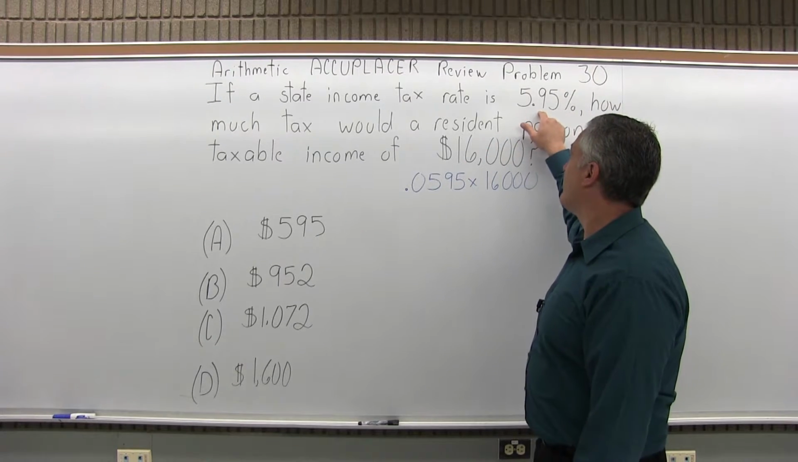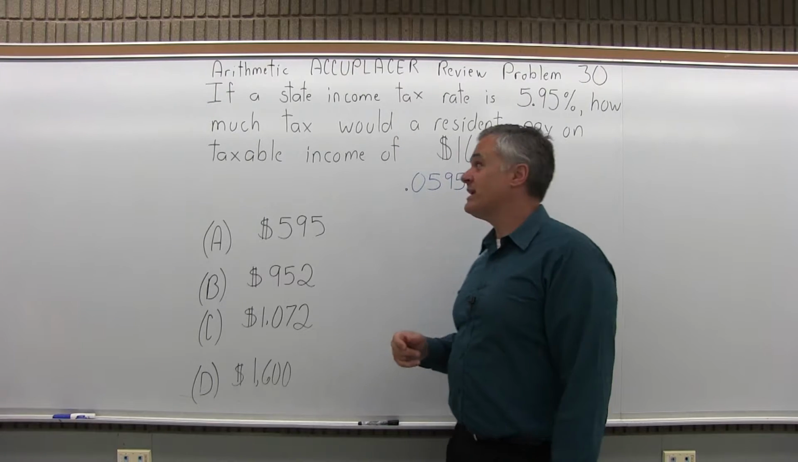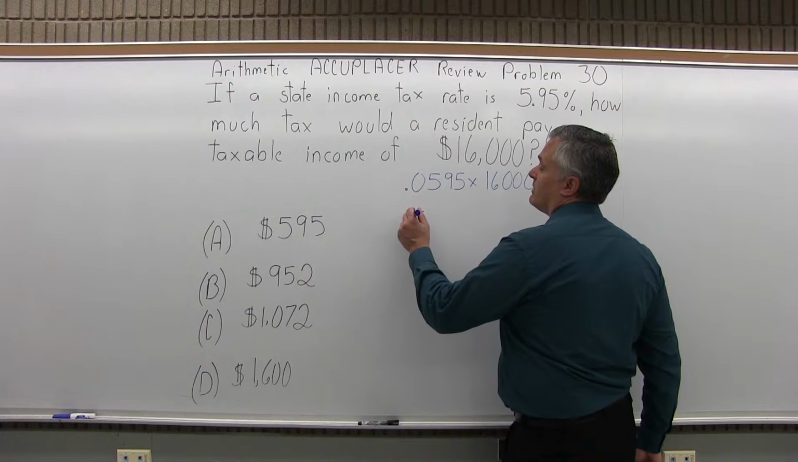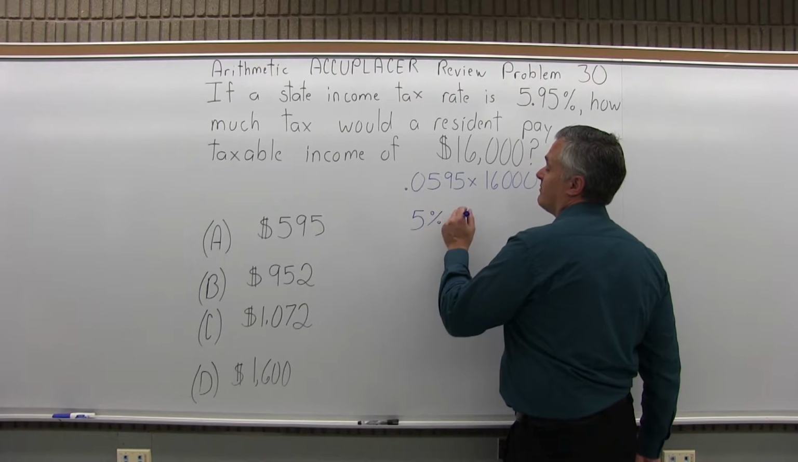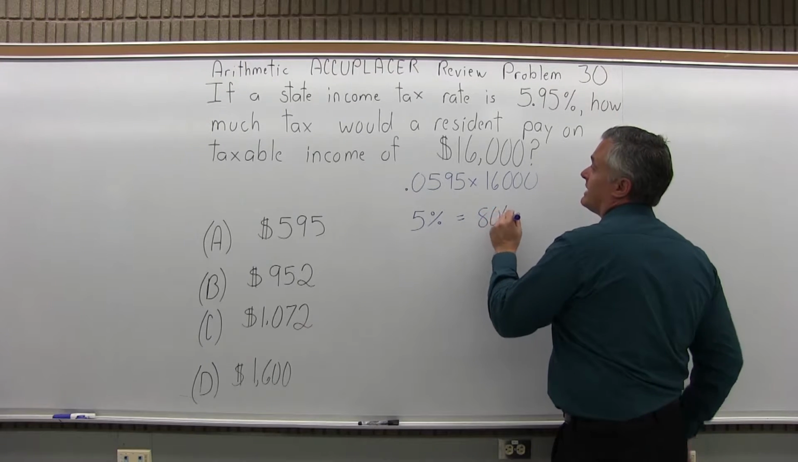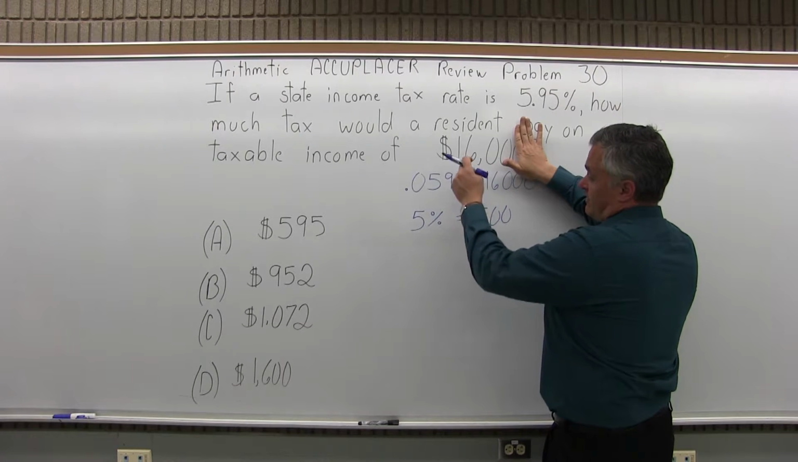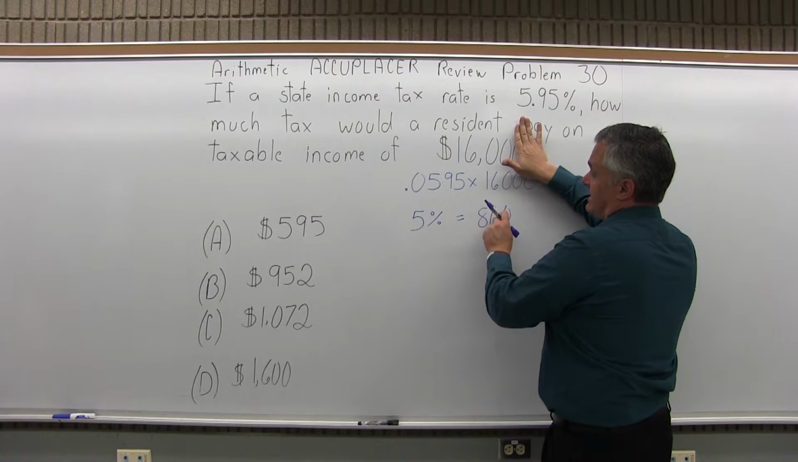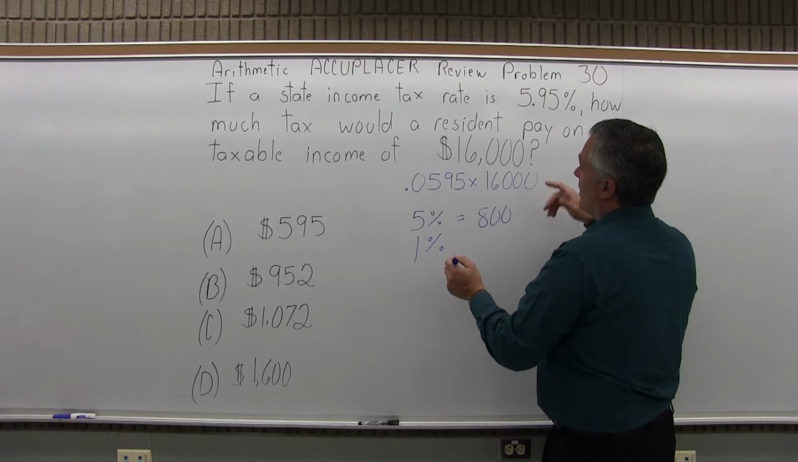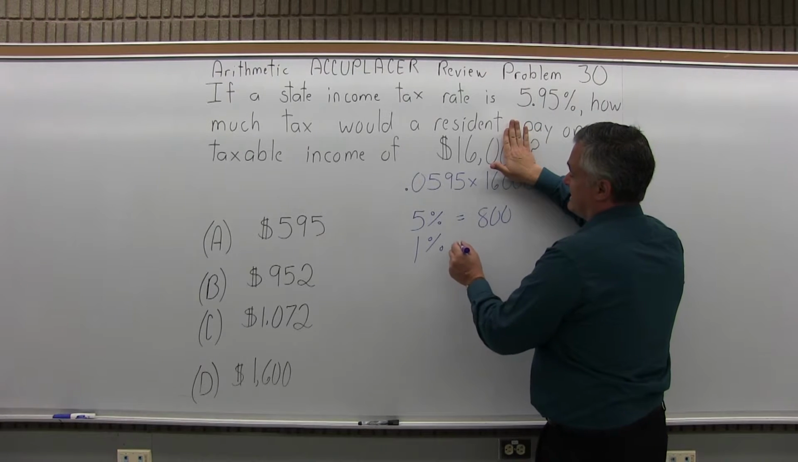So 5.95% is a little more than 5%, and the 952 is a little bit more than 800. And you can even put in another percent to estimate it, get it pretty close. 5% of 16,000, I said, would be $800. Again, I took the 10% of 16,000, which is 1,600, and half of 10% is 5%, half of 1,600 is 800. So 1% of 16,000: for 10% you eliminate one zero, for 1% you eliminate two, it's 160.